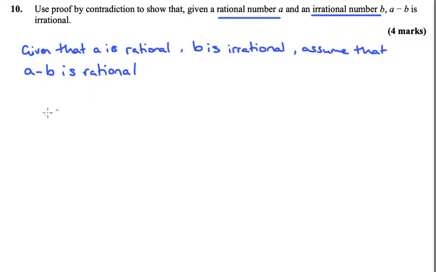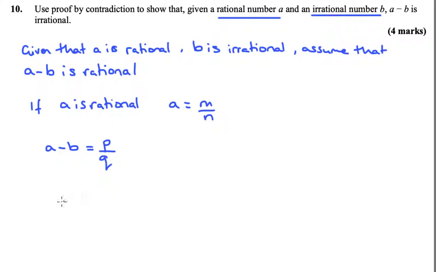Now, if A is rational, then it can be written as a fraction. Say m over n, where m and n don't simplify any further. So m and n have been simplified as much as they can. This fraction has been cancelled down to its simplest form. B is irrational, so we can't do anything like that with B. But what we can do is, because we're assuming that A minus B is rational, that can also be written as a fraction, say P over Q. We've already said that A can be written as m over n, so m over n minus B must be able to be written as P over Q.